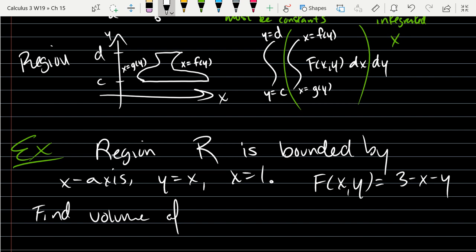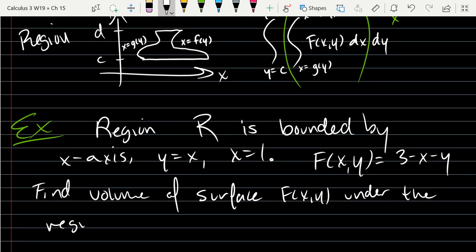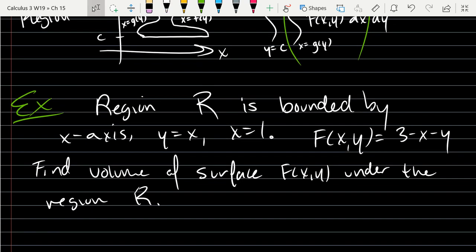So we're going to find the volume of the surface f of x y under the region R. On these problems, one of the most important things to understand is your region. So we're going to look at the region very carefully, and we're going to sketch it out.